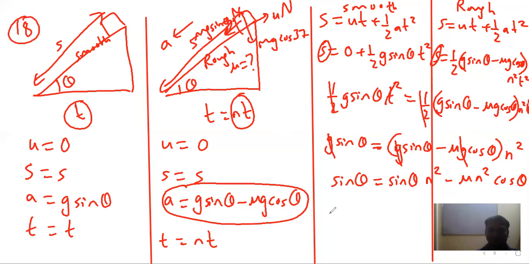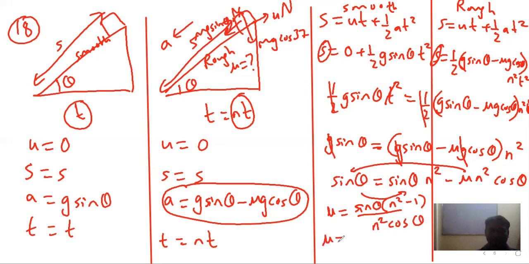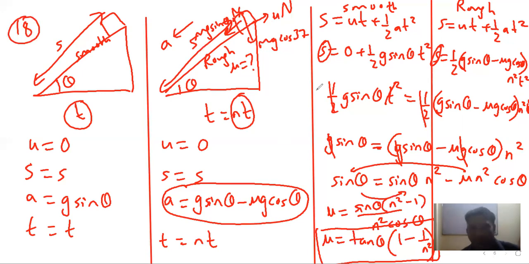So from this, mu comes out to be, if I take this term on this side and this term on the other side, sine theta common on the RHS, n square minus 1 upon n square cos theta. So this will be the value of mu: tan theta bracket 1 minus 1 upon n square. So our answer comes out to be mu is tan theta bracket 1 minus 1 upon n square. This is the answer to question number 18.